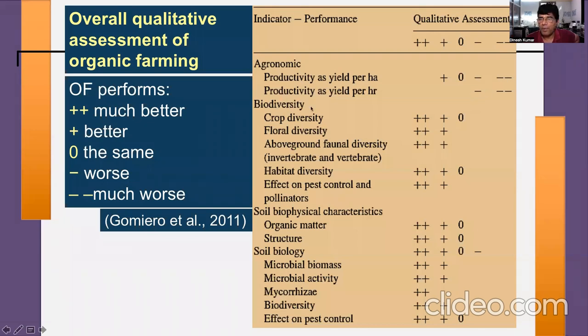Now see about the biodiversity, crop diversity. You do not have any negative here. Crop diversity is always there. Plus plus means it is much better, better and the same. At most it can be the same. Similarly, flora diversity, all plus, all plus, all plus, only one minus. So you can see microbial biomass, microbial activity, mycorrhiza, biodiversity, and so on. So you are seeing many pluses here.